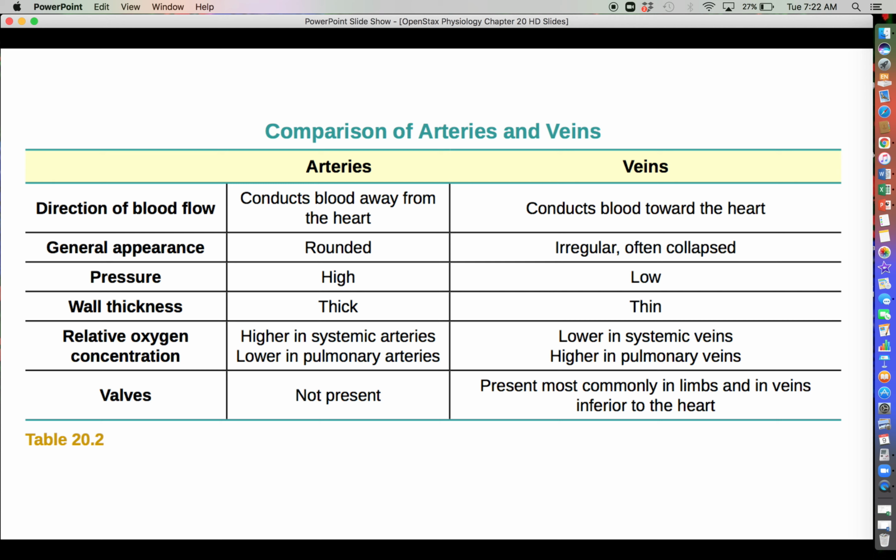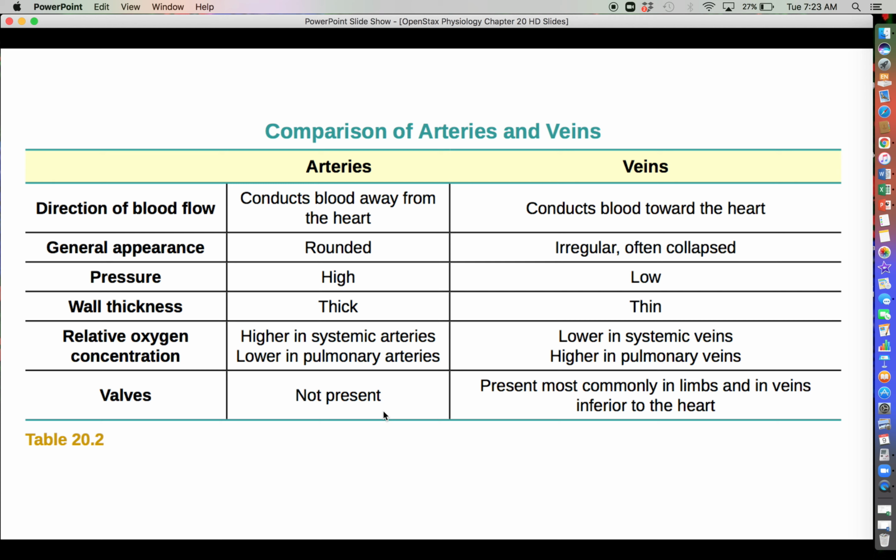And here's a nice little chart or table that just does a direct comparison between arteries and veins, talking about some of the things that we've talked about. And you'll see the arteries and veins tend to be polar opposites when it comes to things like the direction of blood flow, which we've discussed, their general appearance, which we've discussed in terms of the wall thickness, and the pressure of the blood they carry. Arteries carry high pressure blood, veins carry low pressure blood. Oxygen concentration, we talked about that.